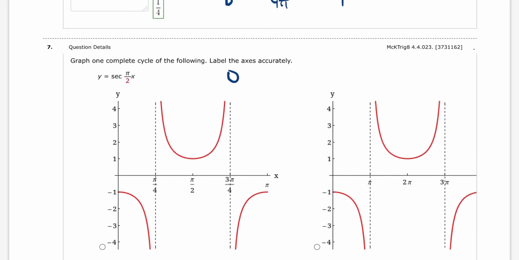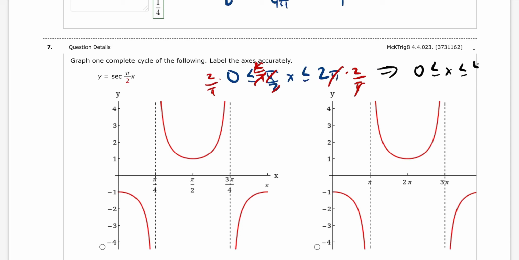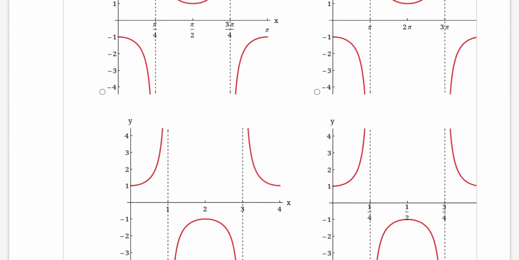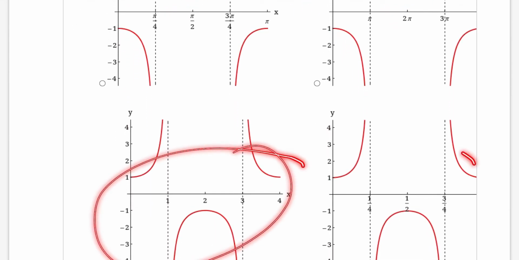All right, so first we would have to write our inequality, which goes between 0 and 2pi for secant. The argument goes in the middle, and then we solve for x. So multiply by 2/pi on each side, and we're going to end up with 0 less than or equal to x less than or equal to 4. Right, so we're going from 0 to 4. So it's got to be between this one and this one, and clearly this is the correct answer here.